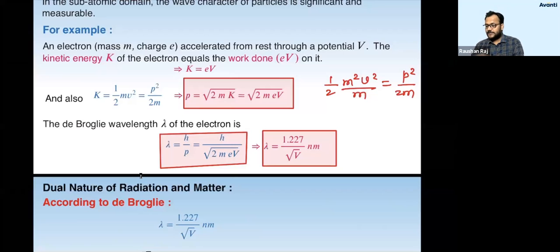Do you recall this part? Lambda is equal to 1.227 divided by root V. पढ़ाया ना आप लोगों ने? Yes, ठीक है. बहुत बढ़िया. तो याद रखना बस इसको, ठीक है?